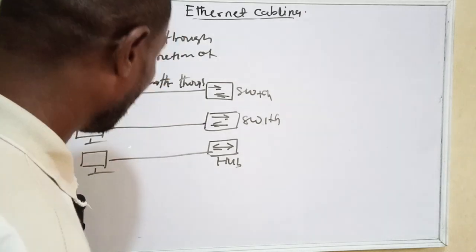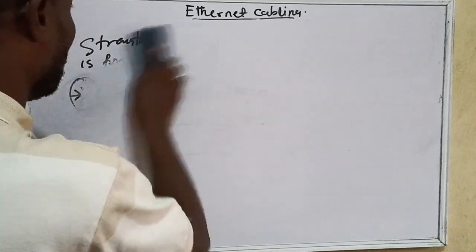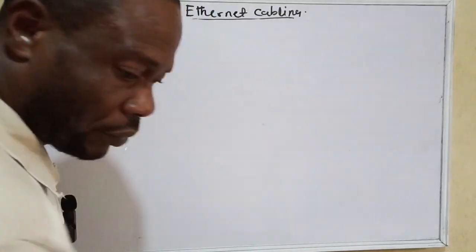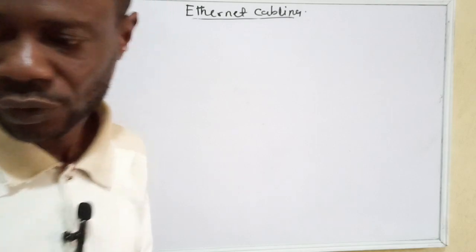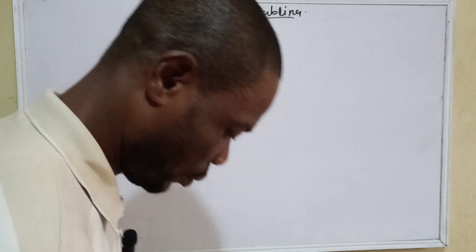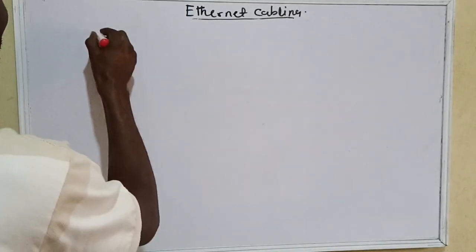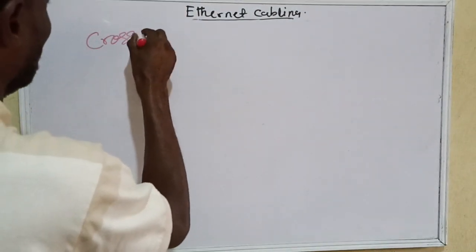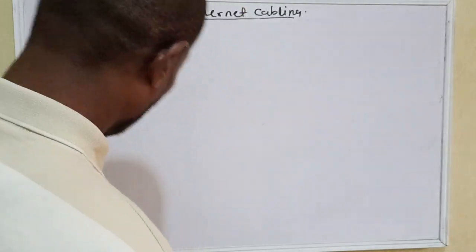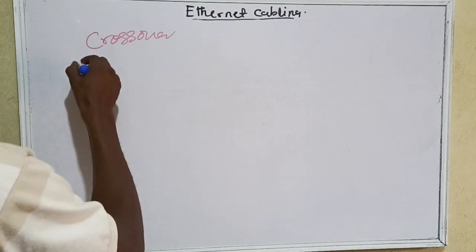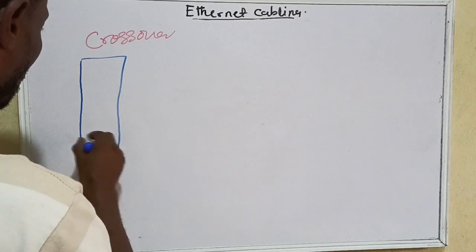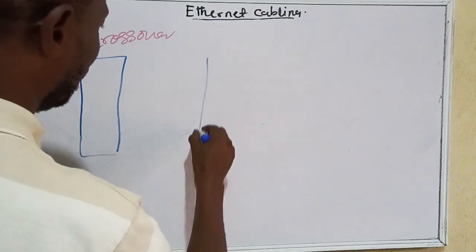So that is it. So let's go to crossover cable. Crossover cable, sorry. In crossover cable, this is the RJ45 connector. Okay, let's say this is RJ45 connector.